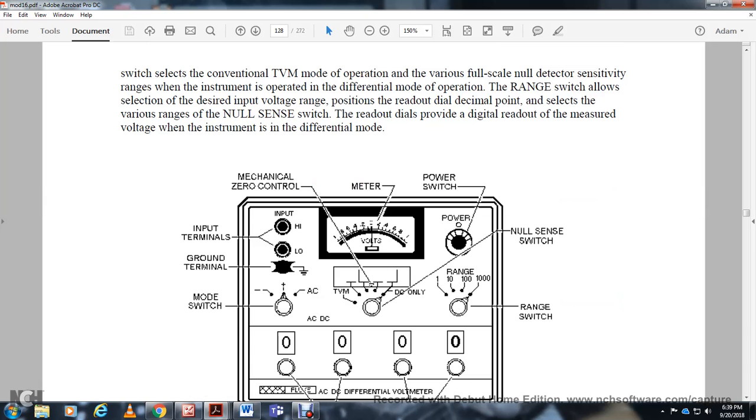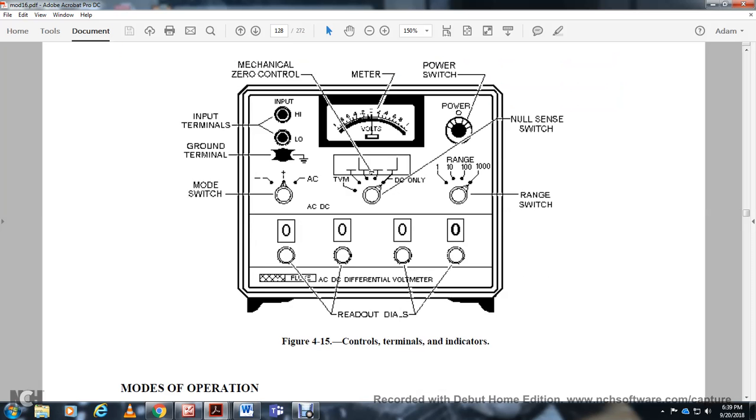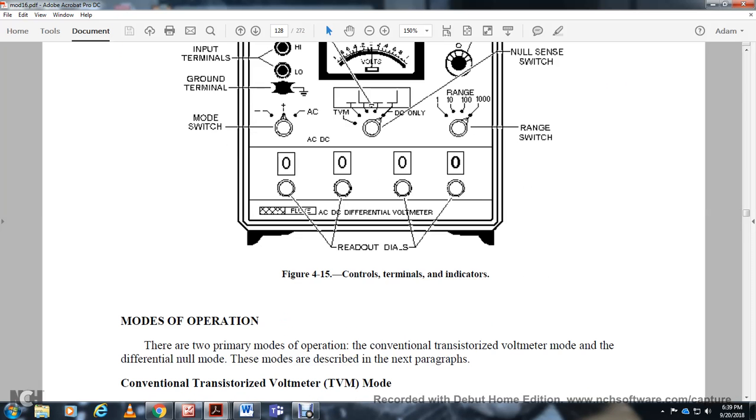The controls are the input terminal, ground terminal, mode switch, mechanical zero control, meter power switch, null sense switch, range switch, and readout dials. Modes of operation: the two primary modes of operation are the conventional transistorized voltmeter mode and the differential null mode. The modes are described in the next paragraphs.